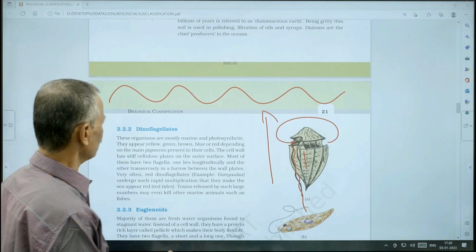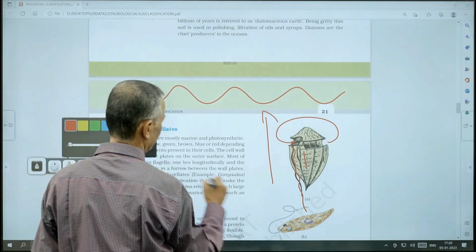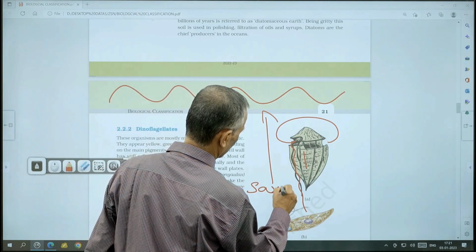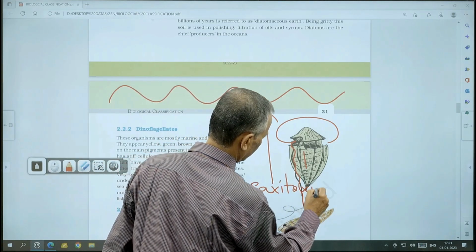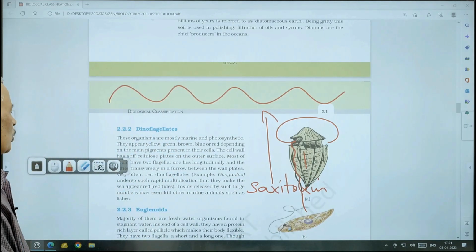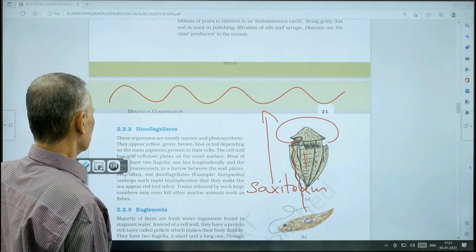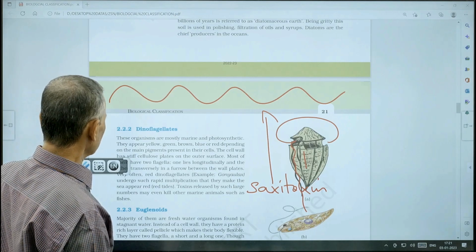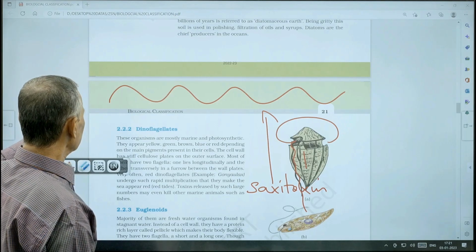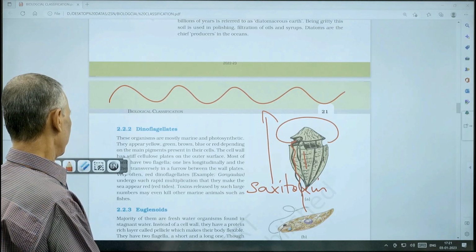The toxin is called saxitoxin. That is strong enough to kill even other marine animals like fishes. Okay. Toxins released by such large numbers will be strong enough even to kill other animals.